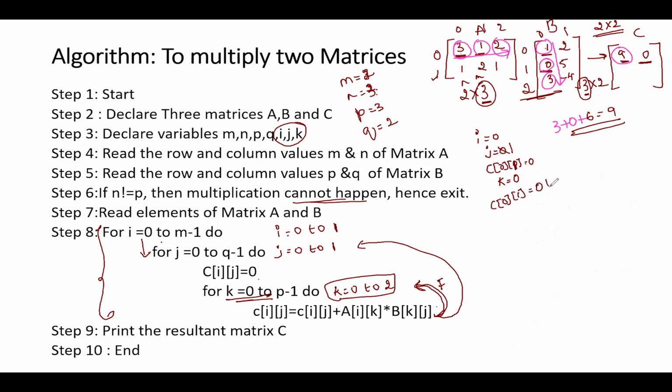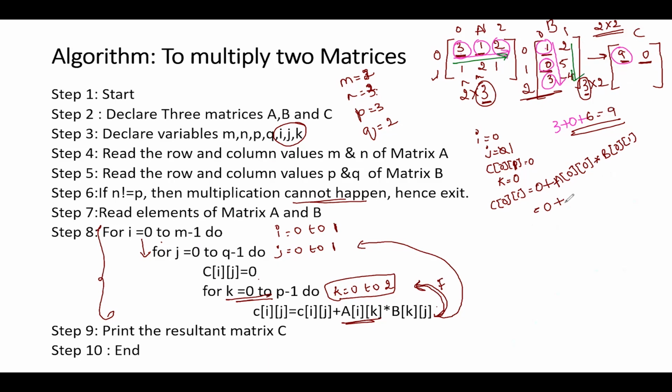And again, I'm going to change the value of C of 0 comma 1 is equal to C of 0 comma 1, which is 0. And then A of I comma k. What is the value of I? It is still 0. What is the value of k? It is still 0, into B of k comma j, where the j value is now 1. Okay, let us quickly see the values. 0 comma 0, which means now what we are trying to do here is multiply this same row, which is the first row, with the second column. That will give us the second element.